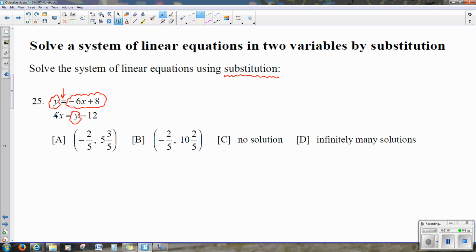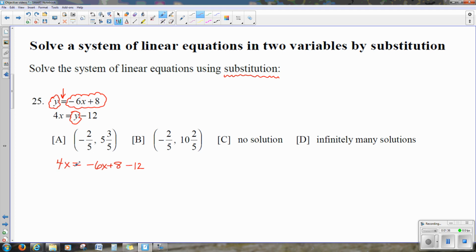We're going to rewrite the second equation. 4x equals, now instead of y, remember we're going to substitute the expression that we know is equal to y, so negative 6x plus 8. Okay, so that's y. And now we're going to subtract 12. Well, there's no need to use the distributive property here, so we can just write minus 12.